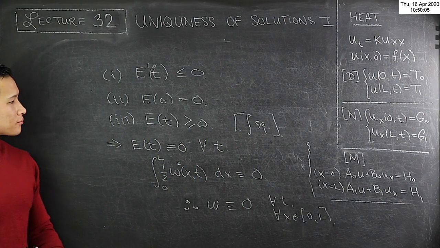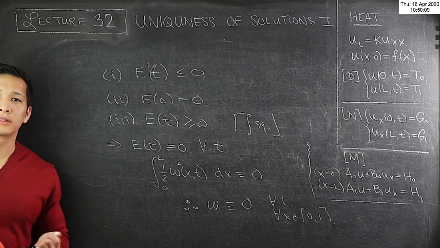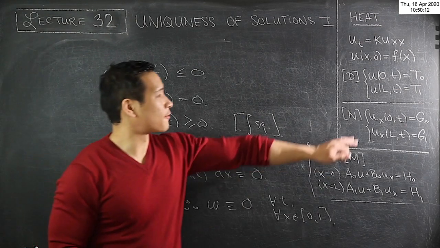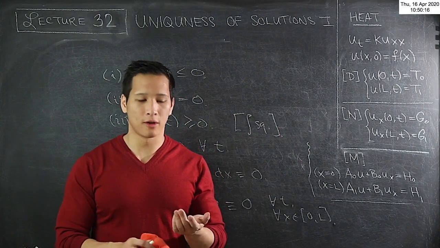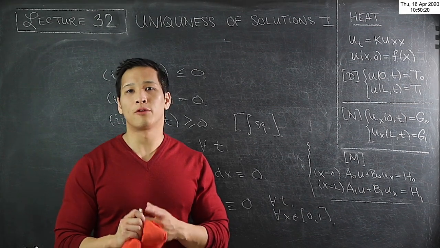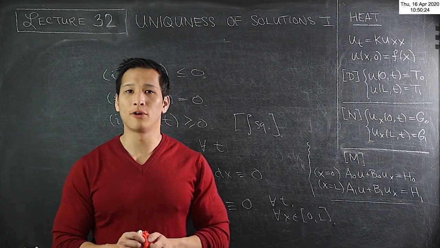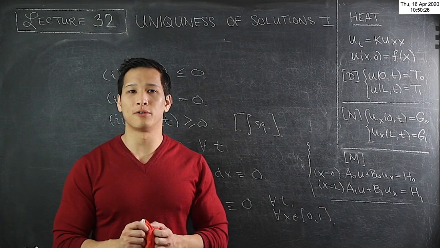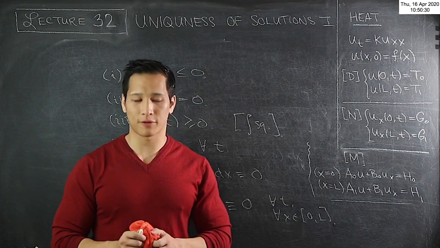Good. So this is the proof of uniqueness for the Dirichlet problem. Okay, so let's just recap what we've done. We first assumed that you have 2 solutions, a u and a v. We subtracted those 2 solutions and defined w to be the difference between the 2, and our goal was to show that this w was equal to 0 for all time and for all x within the interval.